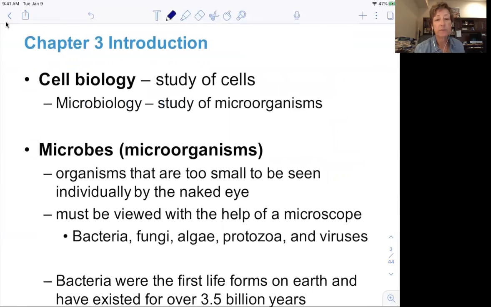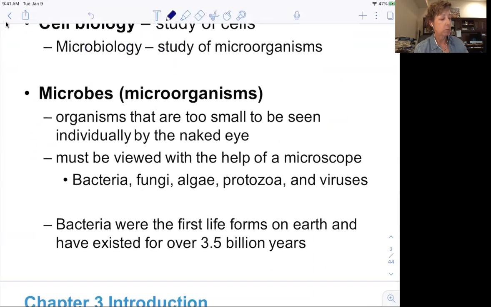So first off, cell biology is the study of cells, and microbiology is the study of microorganisms. Microbes or microorganisms, as they're also called, are too small to be seen with the naked eye, so we need a microscope. And so the groups that we include are the bacteria, and that's the one we're going to focus mostly on today, the fungi, which also include the yeast, which we use for baking and for fermentation, but also the algae, the protozoa, and viruses, which are below the limits of the microscopes that we have, but you can see them in the electron microscope.